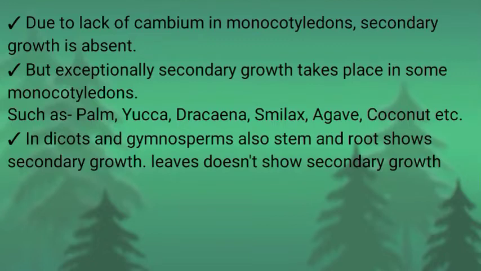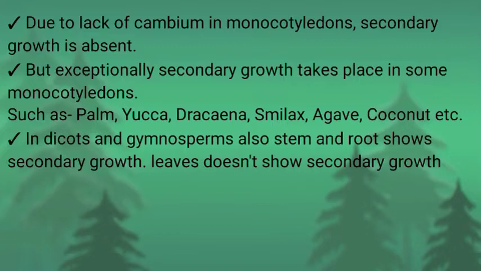Here you have to remember, the vascular bundles in monocotyledonous plant stem and leaves are conjoined, collateral, closed vascular bundles. Closed vascular bundles means there is no cambium between xylem and phloem. When there is no cambium, there is no secondary growth in those plants. Due to that, secondary growth is absent in monocotyledonous plants.